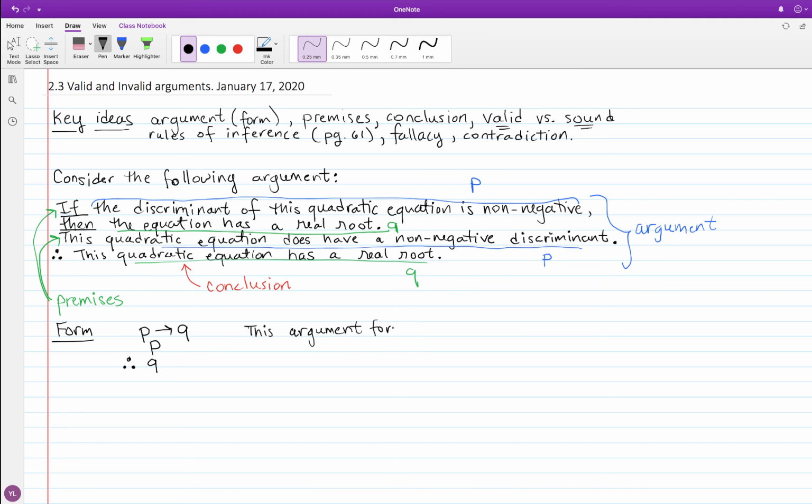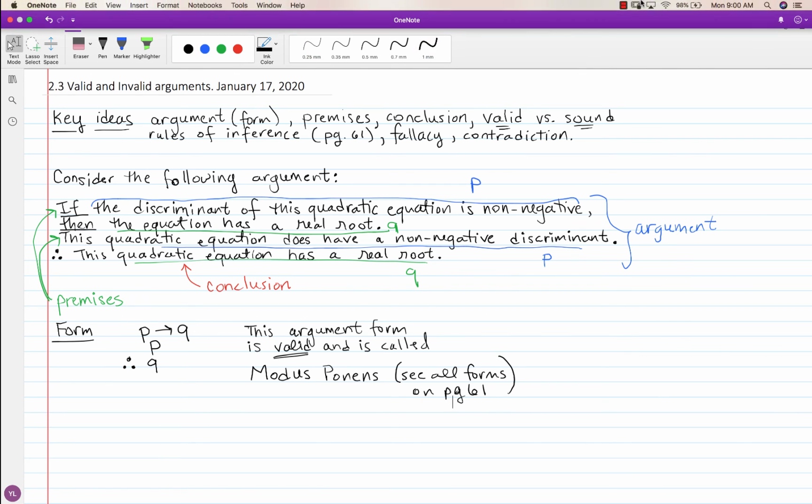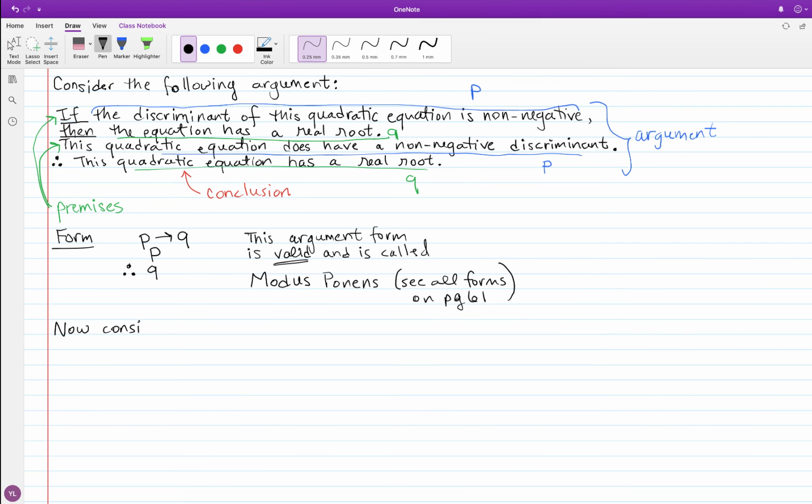This argument feels like it's good. I believe that it's logically valid as I read through it. Indeed, it is a valid argument. We'll talk more about validity later, but this form, P implies Q, P, therefore Q, is called modus ponens. All of the valid argument forms are listed on page 61, so make sure you know them all.